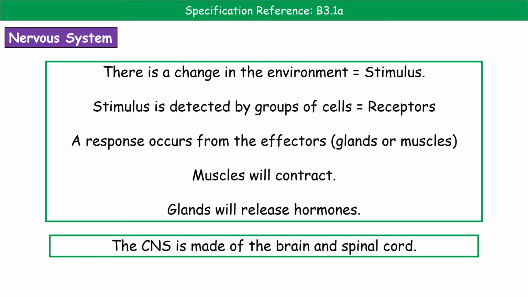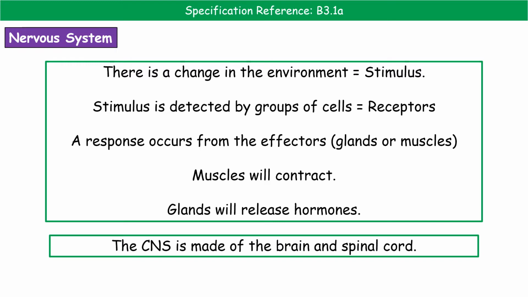What we're going to be looking at today is the first part of the nervous system and how it helps us control different things in our body. The first thing we need to understand are some key terms. The word stimulus tells us that there's a change in the environment. Wherever you see the word stimulus, that is referring to some kind of environmental change. It could be temperature, pain, or pressure. Anything that's an environmental change is the stimulus.